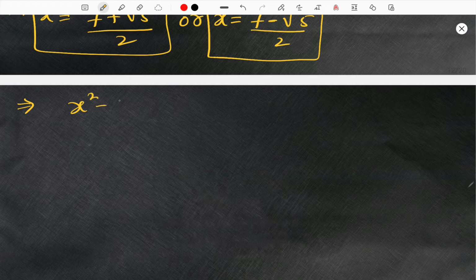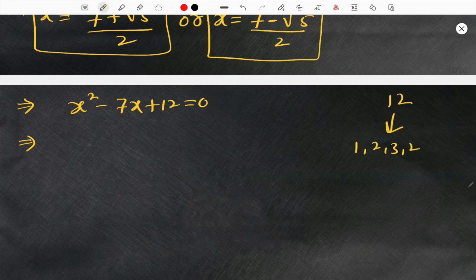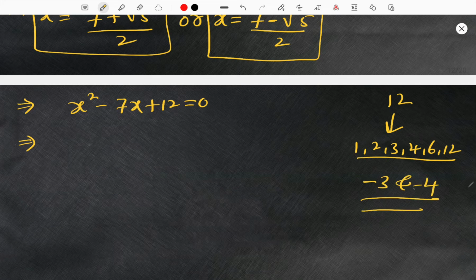So x square minus 7x plus 12 is equal to 0. So how to do by factorization method, you know. The coefficient of x square is 1 and the constant term is 12, so the product is 12. What are the factors? 1, 2, 3, 4, 6, 12. You have to choose two numbers among these whose sum is minus 7 and whose product is 12. Don't you think they are going to be minus 3 and minus 4? Minus 3 minus 4 is minus 7 and minus 3 into minus 4 is 12. Alright, so let us write x square minus 3x minus 4x plus 12 is equal to 0.